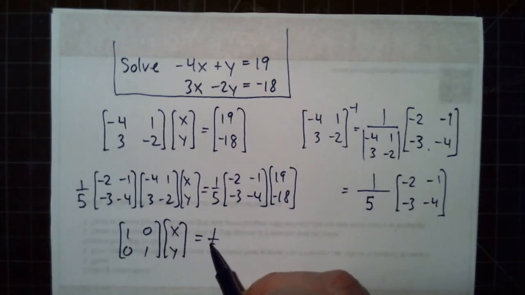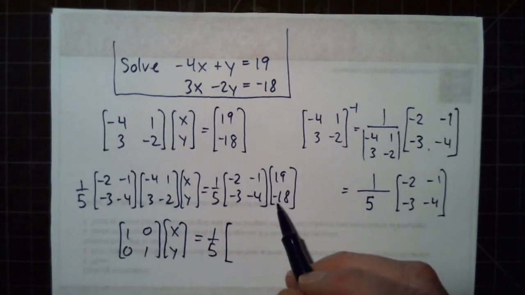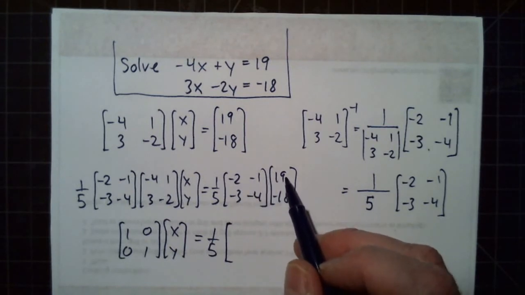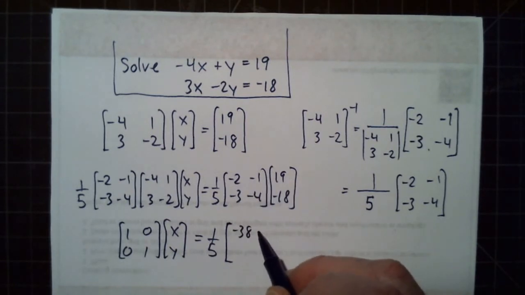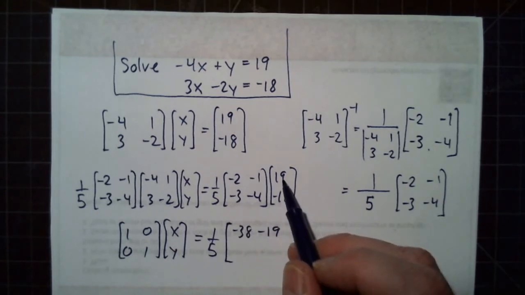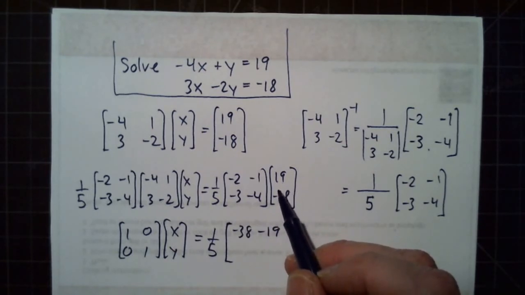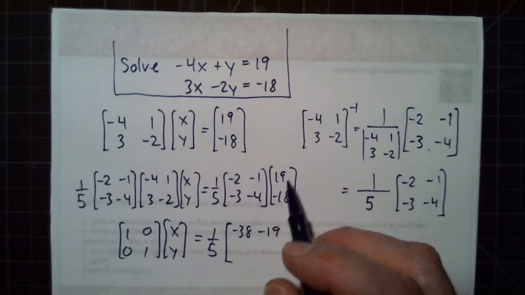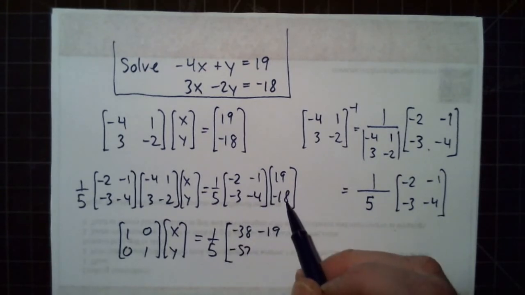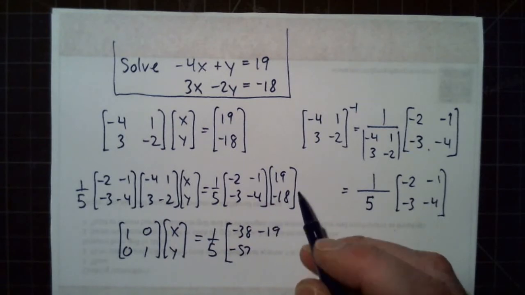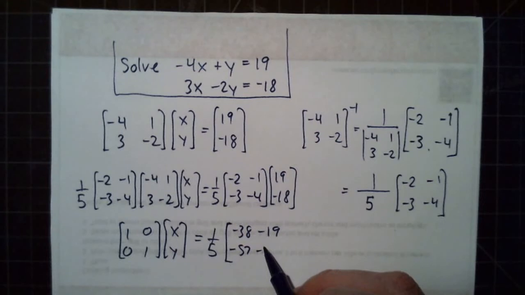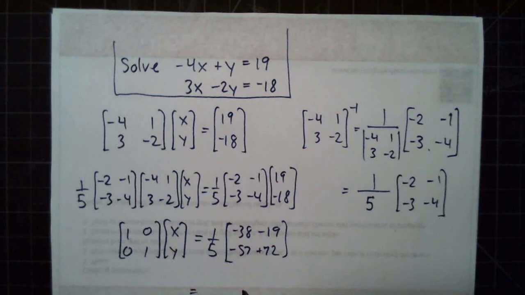And now we'll multiply that. And that'll be negative 38 minus 19. Here we get negative 57, 40, negative 72, positive 72. And we simplify that and get negative 20.